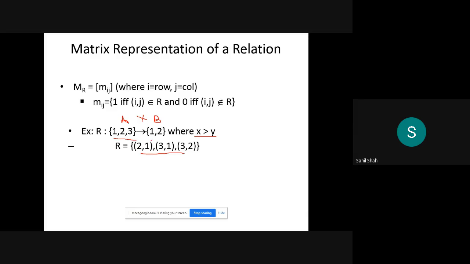We will be considering the number of elements from the first set as the number of rows and the number of elements present in the second set as the number of columns. We will put 1 if a particular pair is present, otherwise we will mark 0. It will be a pure binary matrix. So let's see what your matrix representation will be. So the matrix M_R for the given relation R will look like this.